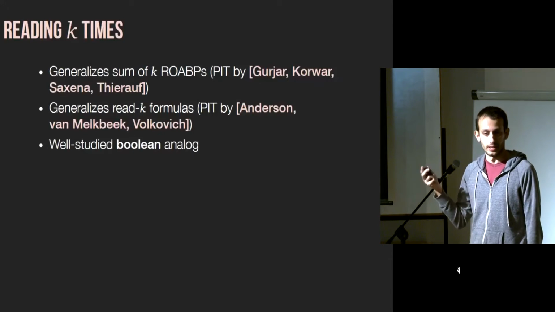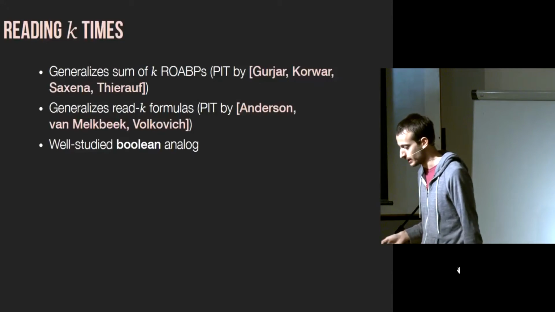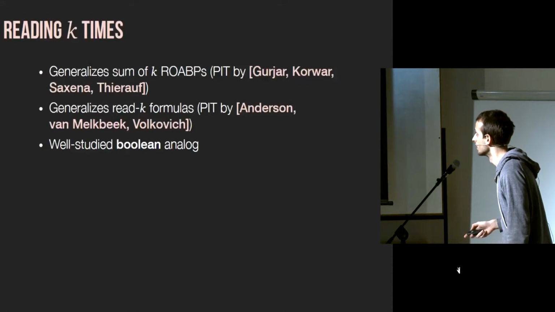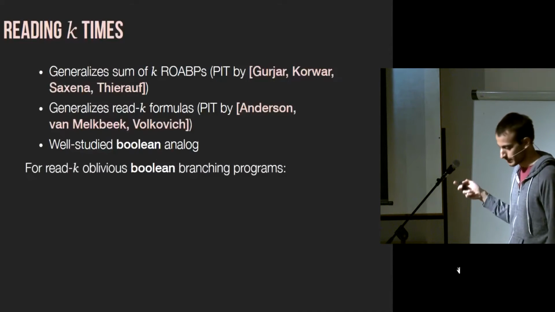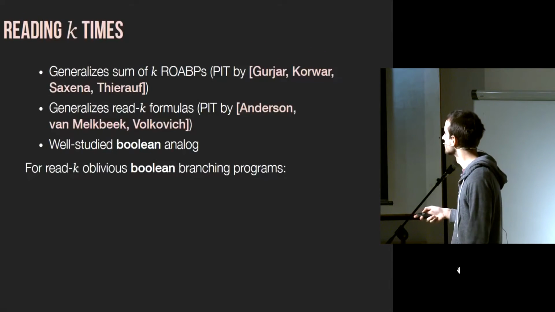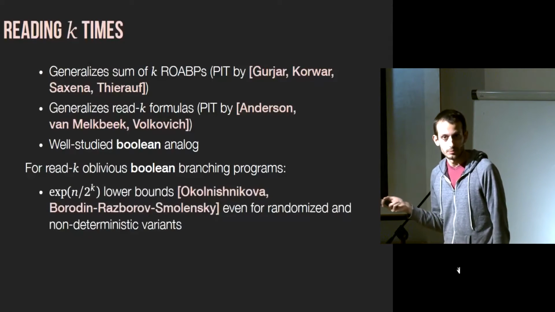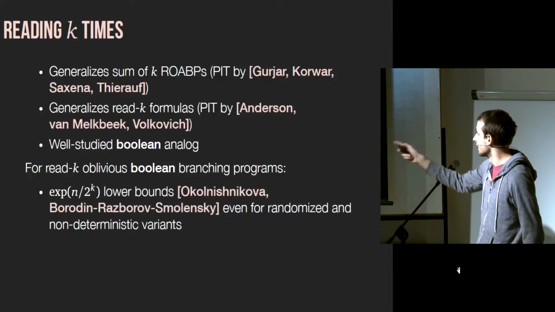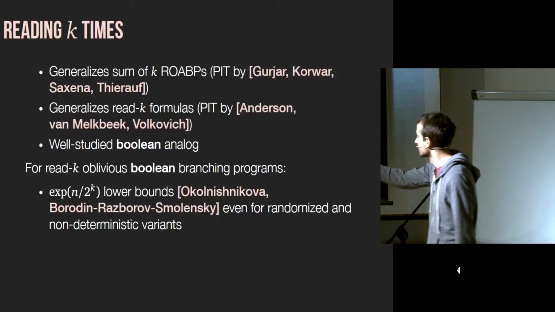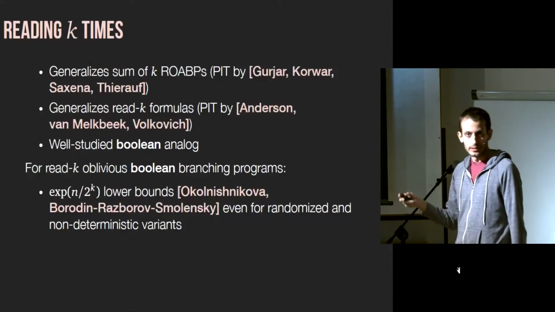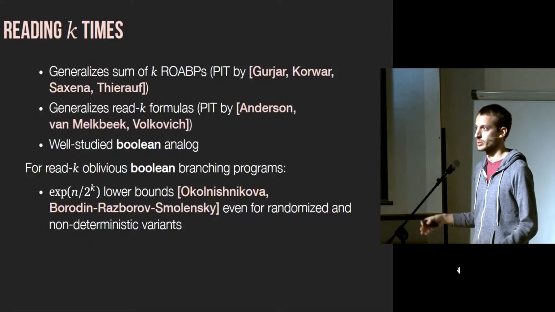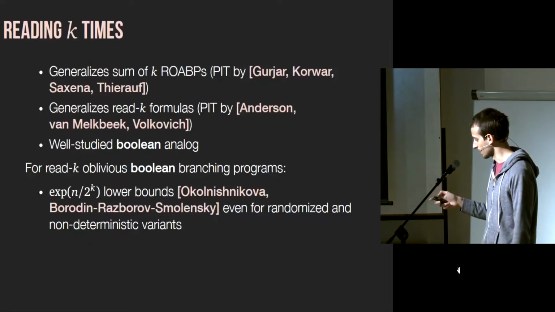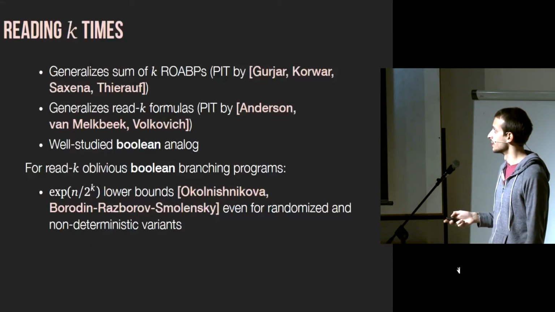And there's also a Boolean analog for this model, a read-k Boolean branching program, which was interesting for some people a while ago. Maybe we should spend a moment on it. For read-k Boolean branching programs, we actually have exponential lower bounds. When k is constant, this is exponential in n. And this holds even for non-deterministic or randomized branching programs. These papers give really good lower bounds on this model.